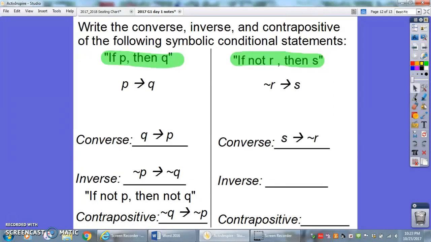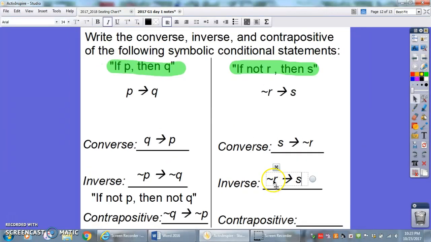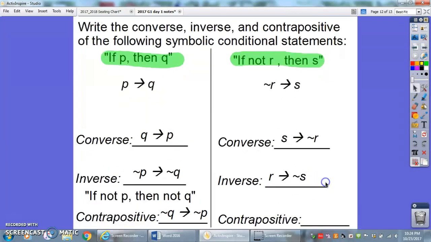The inverse will negate. So let me copy this and make it really simple. Alright, so I'm going to have to negate it. That means I'm going to have to remove the squiggle. Okay, so it goes from not R to R. And then I'm going to have to add a squiggle in front of S.